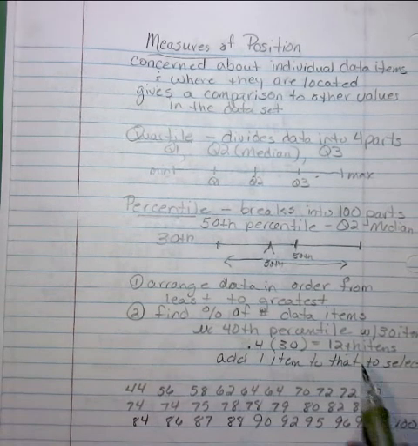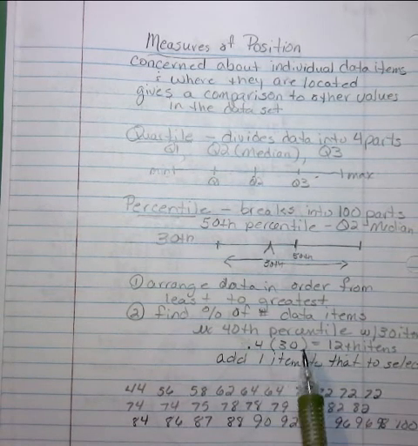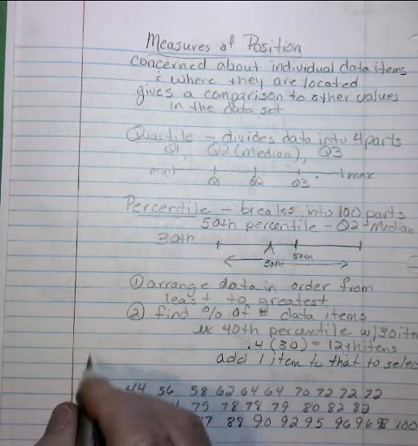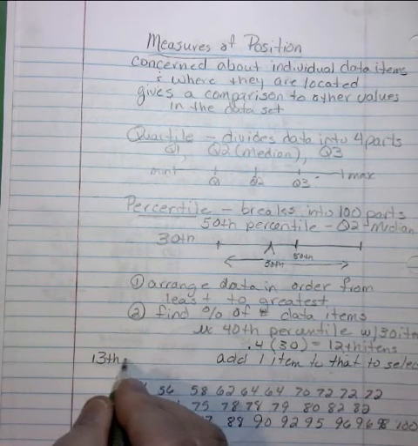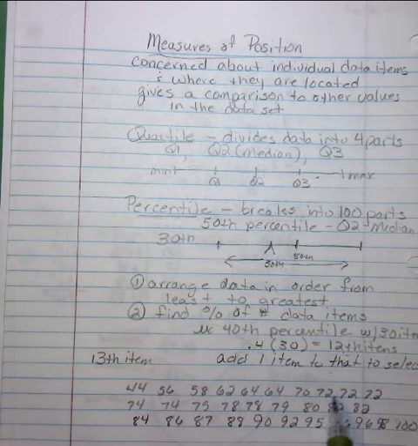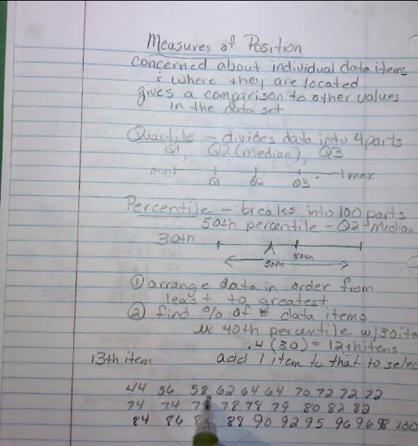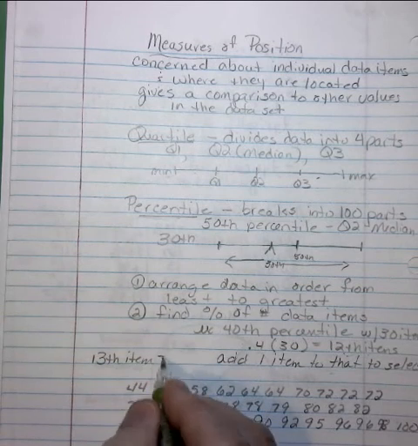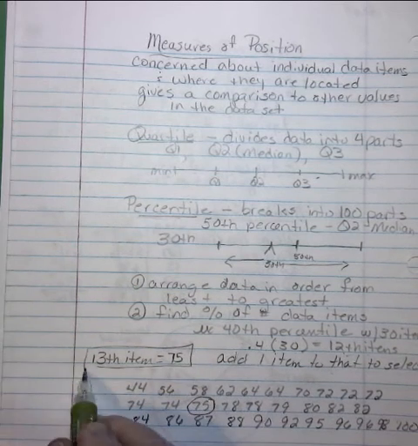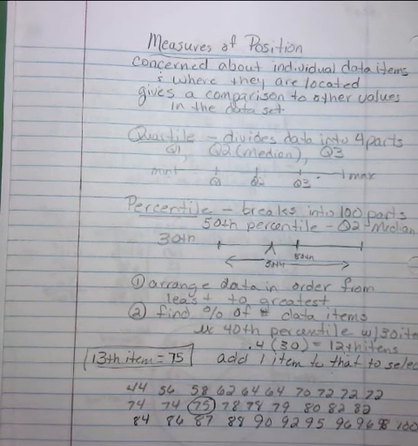So if we're finding the 40th percentile item out of these 30, we found 12, but we're going to add 1 to that, so we're finding the 13th item in that list. 1, 2, 3, 4, 5, 6, 7, 8, 9, 10, 11, 12, 13. And so 75 is the 13th item, so it is going to be at the 40th percentile for that set of data.